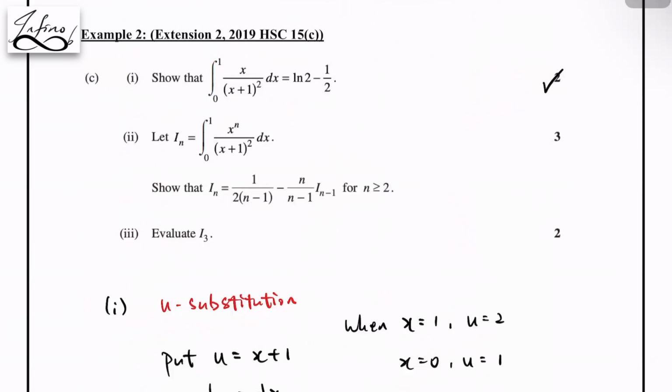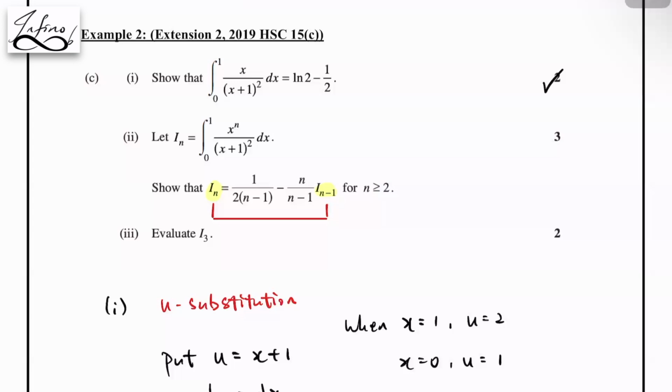Part C2. Part C2 says, let In be the integral from 0 to 1 of x^n over (x plus 1) squared dx, and asks you to show that In is 1 over 2 times (n minus 1) minus n over (n minus 1) times I(n minus 1). So that means this is a very standard recurrence question again. We have to correlate In and I(n minus 1).